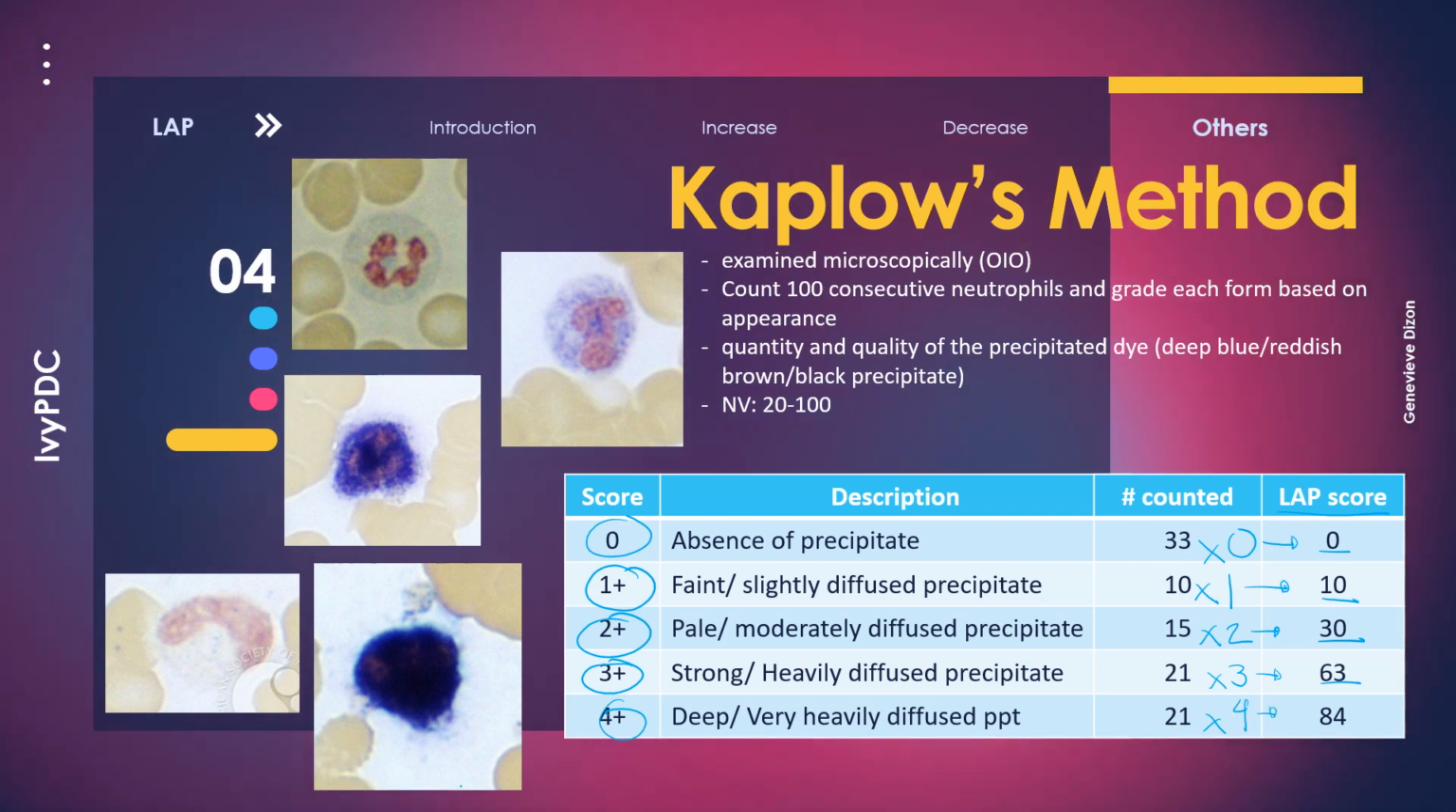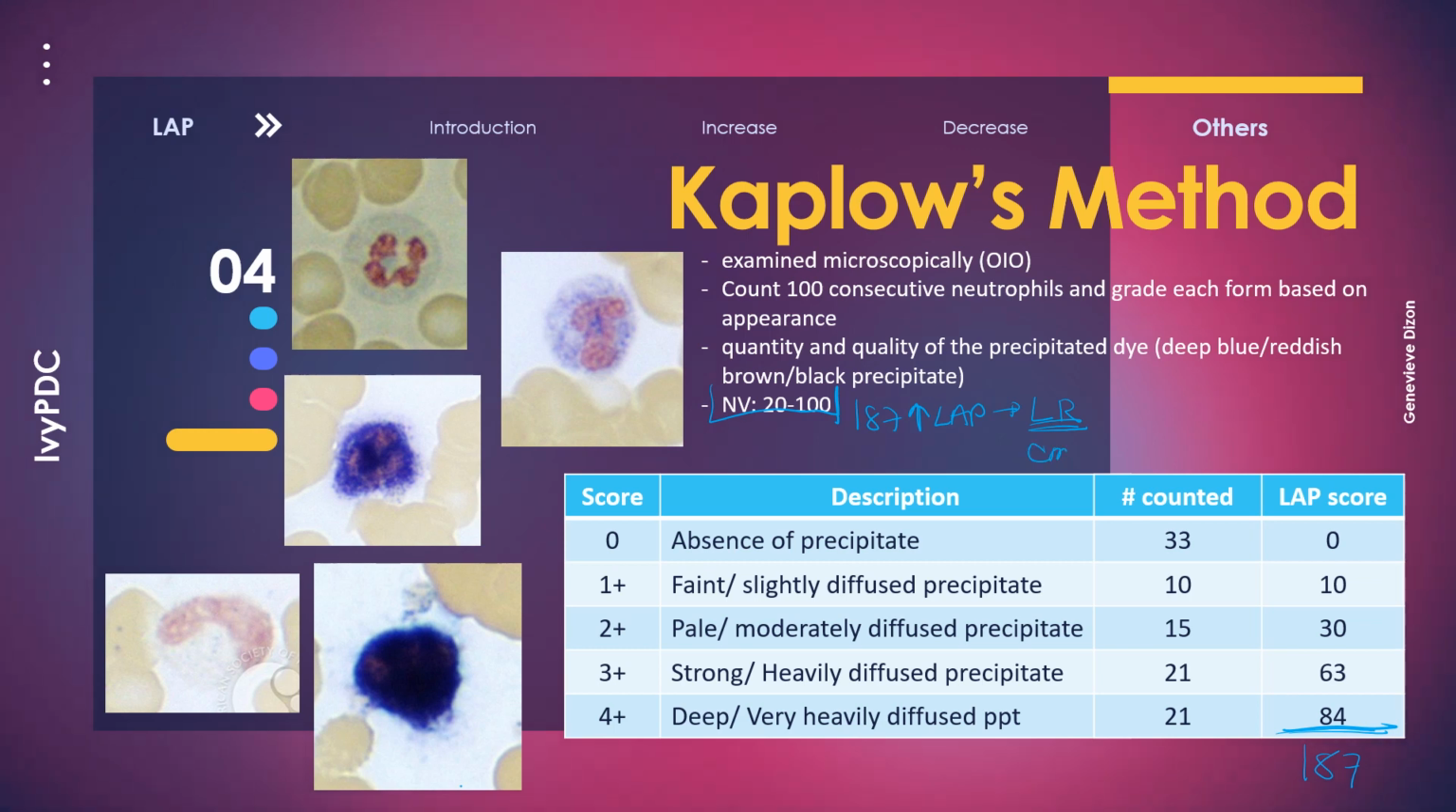The next thing that we have to do after determining the LAP score is to add all of this up, and the total is 187. If we are to compare it with the normal value, 187 is an increase, and an increase in an LAP score would determine that this is most likely a leukemoid reaction and not a CML, because CML has a decreased normal value. So that means there should be less than 20 of the LAP score for us to say that it is CML.